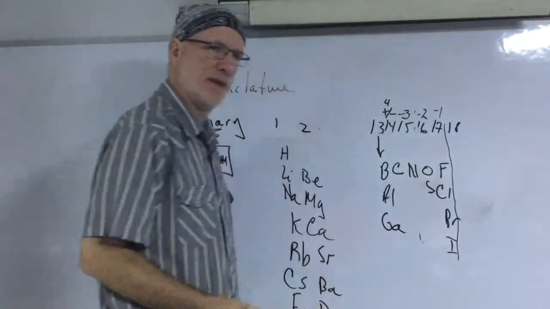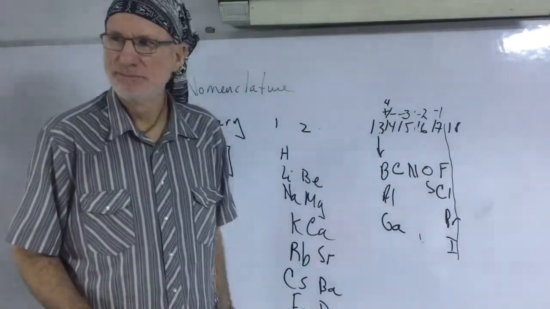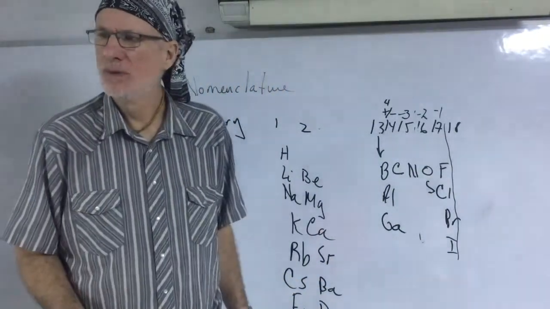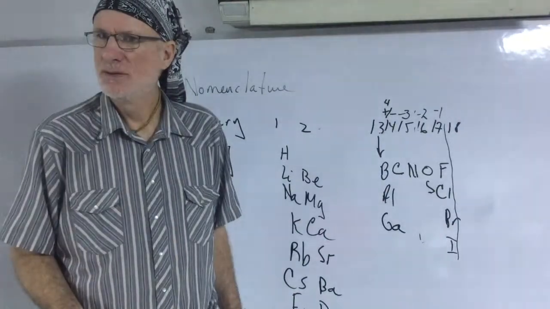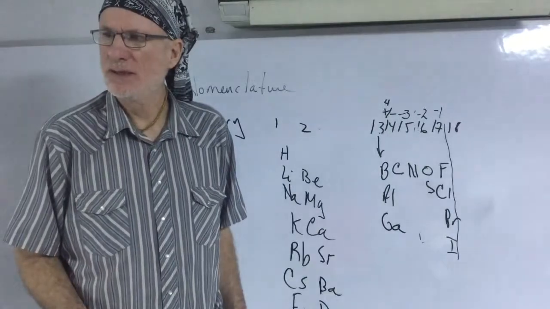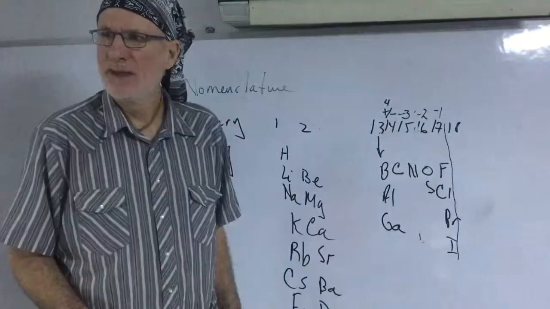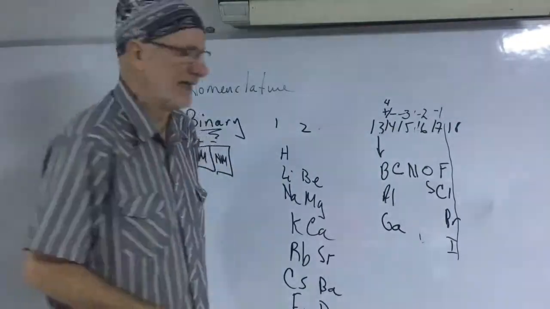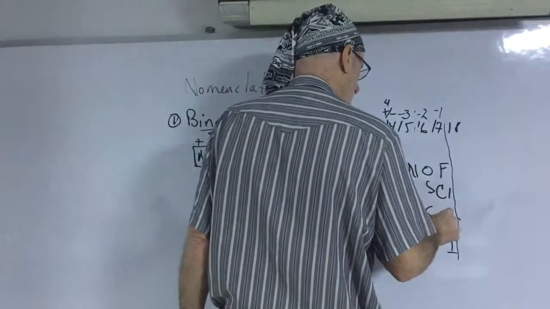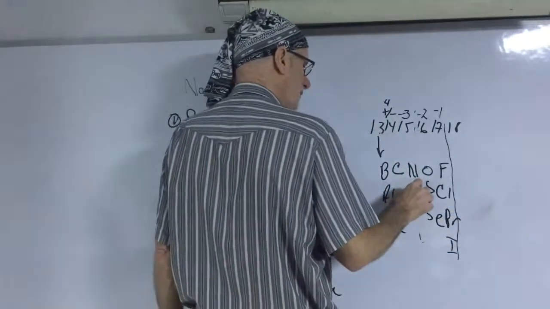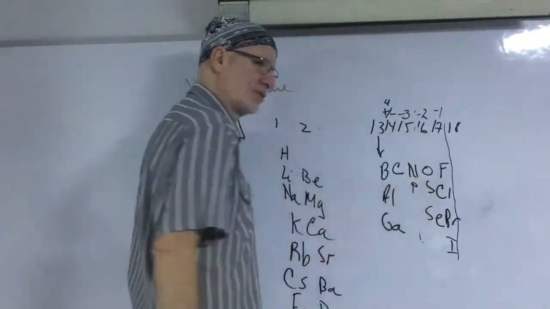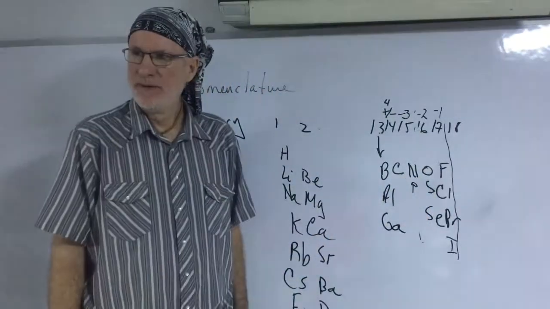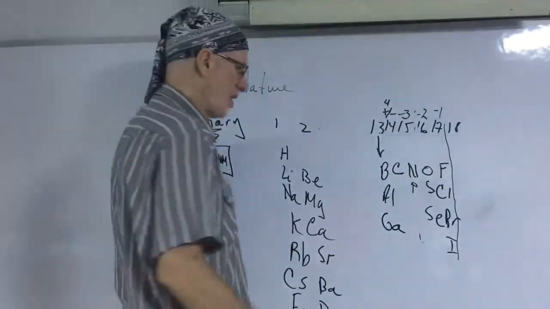What's under sulfur? Anybody want to help me out here? What is it? What's under sulfur? Yeah. What's the symbol? Se. Yeah. Selenium. Okay. What's under nitrogen? Phosphorus. What's under phosphorus? Yes, arsenic.